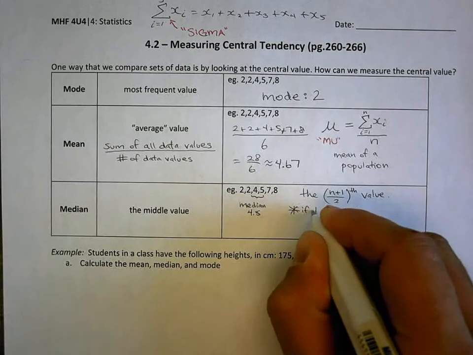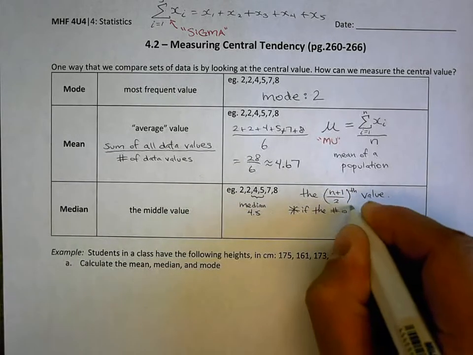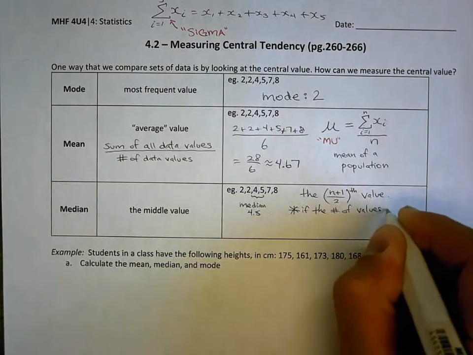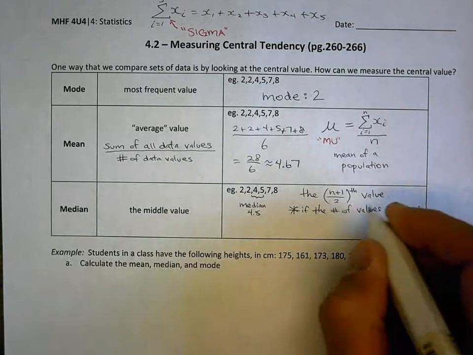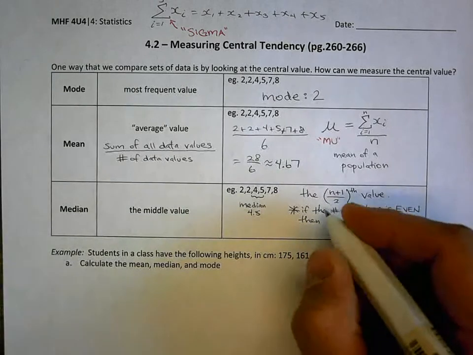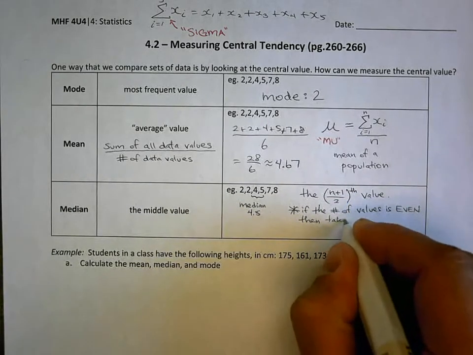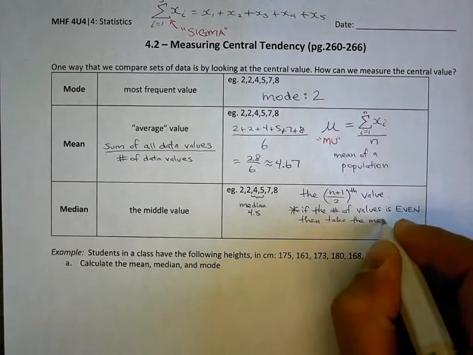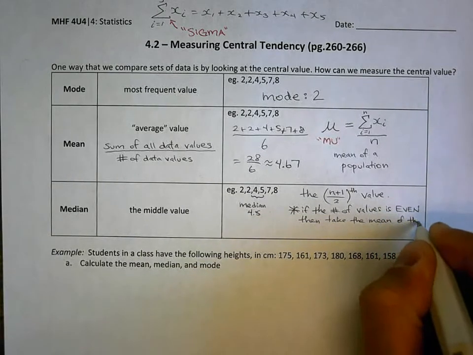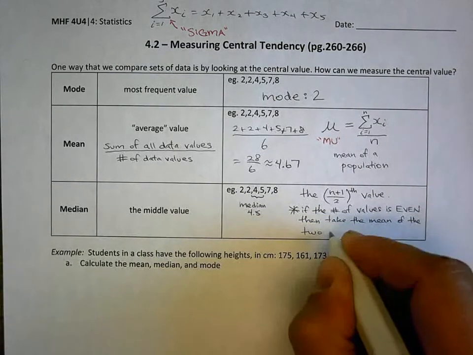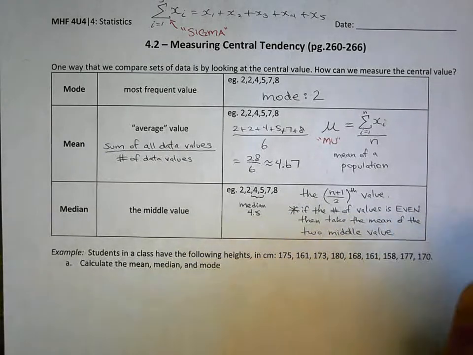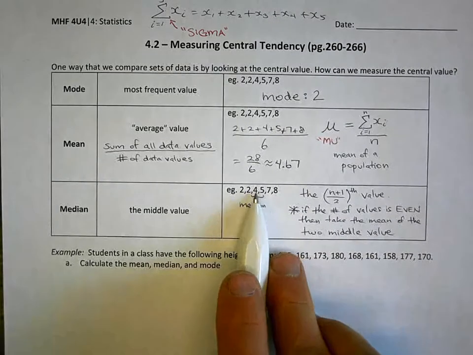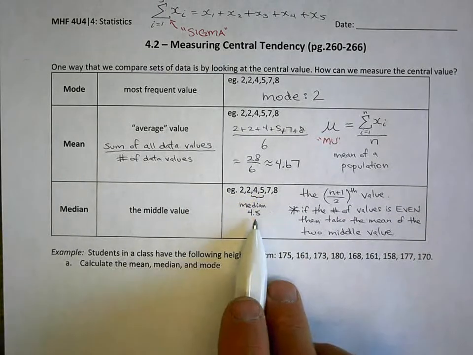If the number of values is even, then take the mean of the two middle values. So in this case, the 3.5 value, or the median, is the average of 4 and 5, which is 4.5.